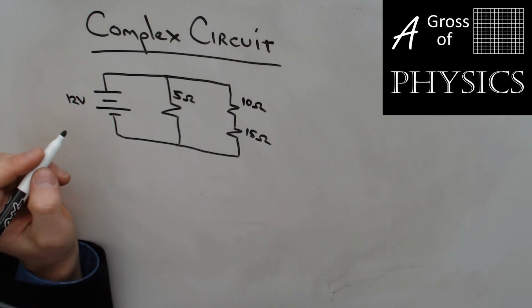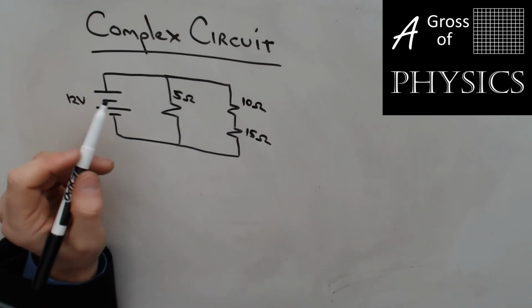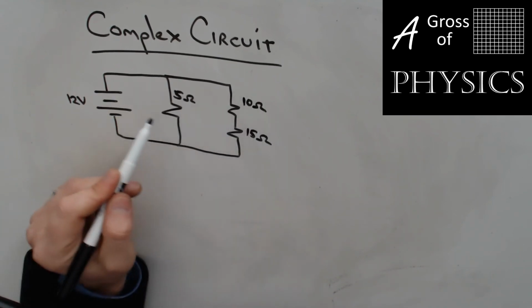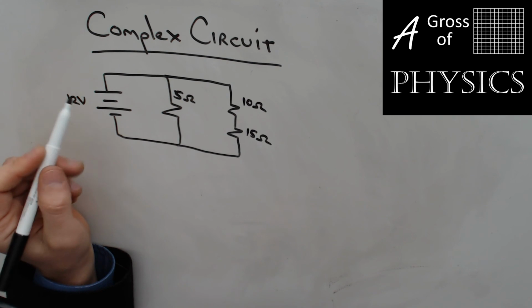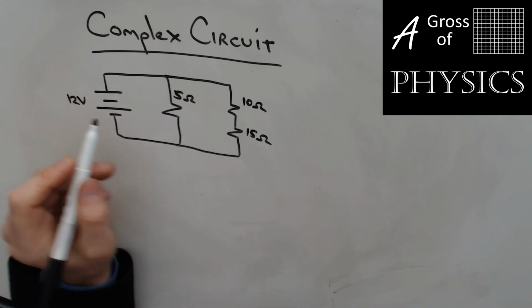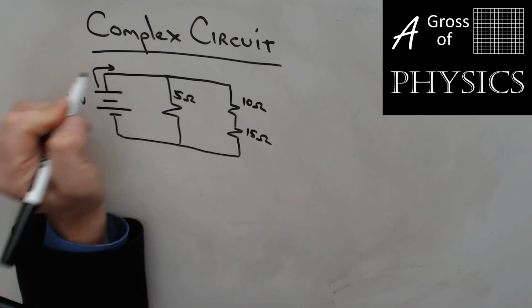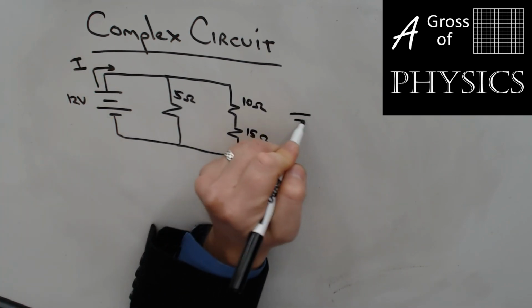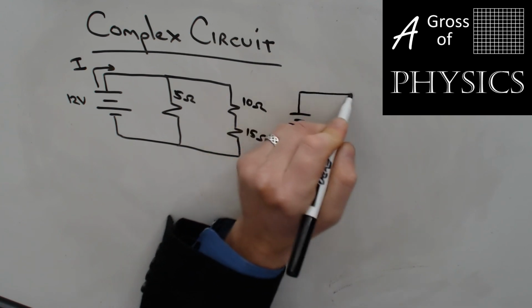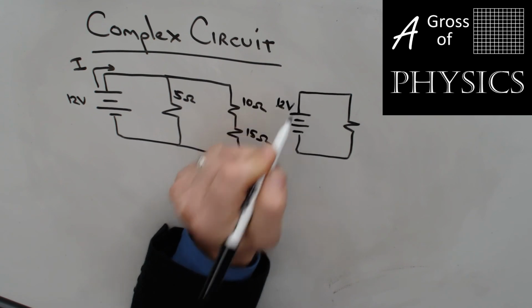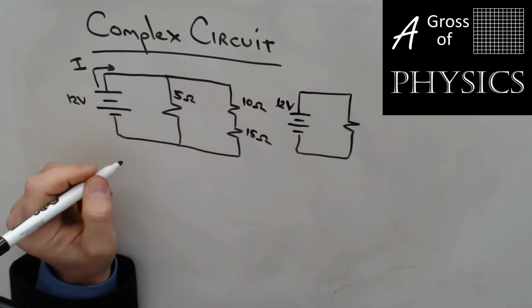All right, what we're going to do now is solve this complex circuit that's a combination of a series and parallel circuit. These two resistors are in series, which is then in parallel with the 5 ohm, and they're connected to a 12-volt power supply. Now, the first thing we want to do is find the current leaving the battery, and we need to simplify it in order to get a single resistor.